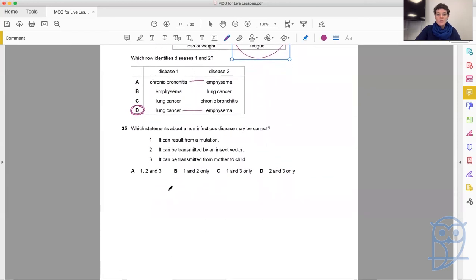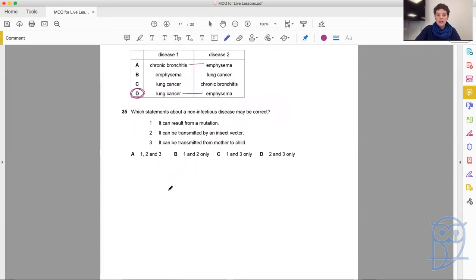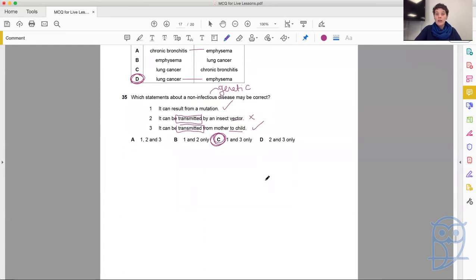Question 35. Which statements about a non-infectious disease may be correct? Non-infectious. So, things like genetic diseases. So it can result from a mutation, yes. Think of sickle cell. It can be transmitted by an insect vector. Transmitted? No. Non-infectious can't be transmitted by an insect vector. Transmitted from mother to child? Well, yes, because here we can transmit genetics, we can inherit diseases. So that one would be a yes. So looking at our options, straight to C, 1 and 3 only. As soon as we take out that insect vector, we actually can't have A, B, or D. So non-infectious diseases, we are generally focusing then on our genetic diseases.